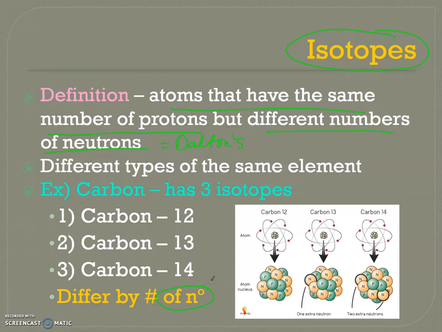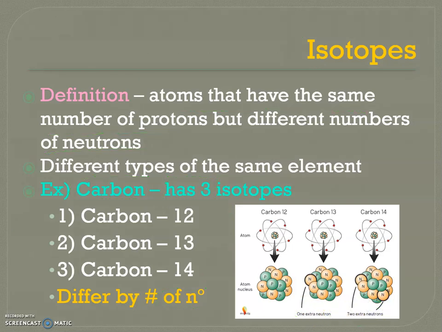All right, so carbon 12, carbon 13, and carbon 14 are the big go-to examples for isotopes. Carbon is number 6 on the periodic table, so it has 6 protons. So that means carbon 12 is going to have 6 neutrons, carbon 13 is going to have 7, and carbon 14 is going to have 8 neutrons. It has one extra neutron for each one of them.